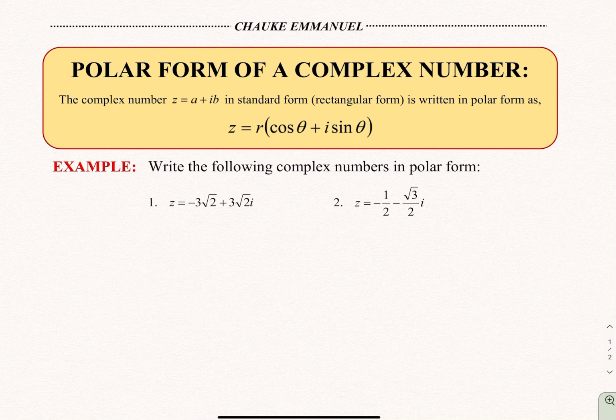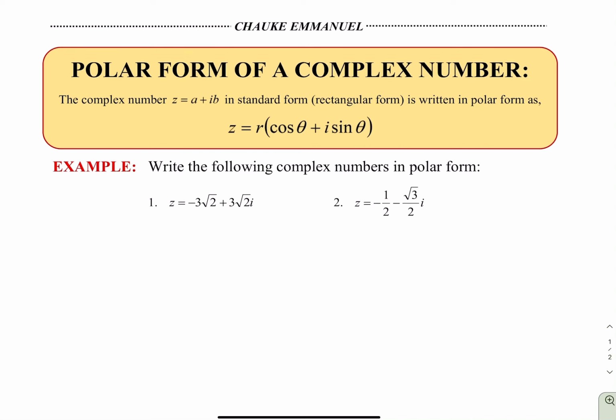So I'm saying that the complex number z, which is given by the real number plus the imaginary number multiplied by the imaginary unit i in standard form, which is known as the rectangular form, is written in polar form as z equals the absolute value of z, or the modulus of z, times cos of the principal argument, which is the angle, plus i sine of the principal argument, the same angle right there.